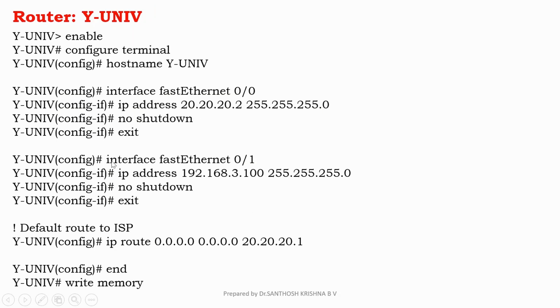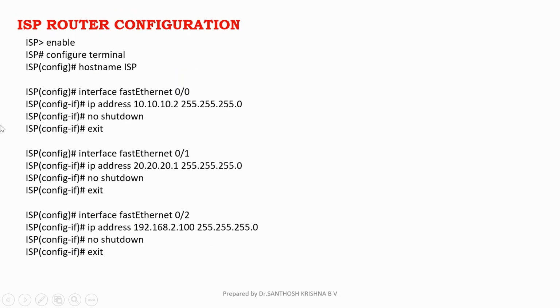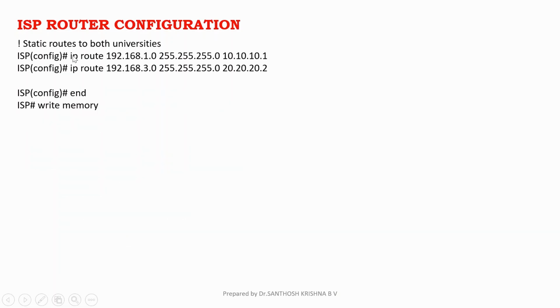Similarly I'm doing it for Y University also, same default routing, same process. Then here comes the ISP router. All these interface commands you know how to do, giving each one. Then here comes the main important point, the ISP router configuration. The ISP IP route, a static route, should be given here.